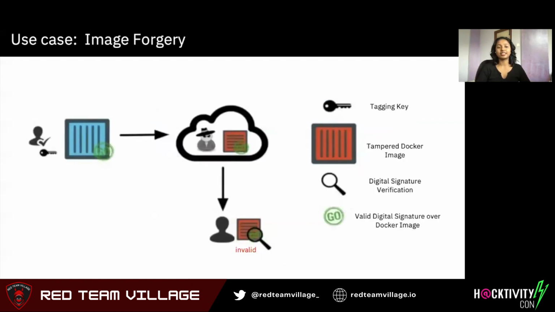So here are some of the use cases. If you're looking at an image forgery, right? There is a public and private key in place. So you have a tagging key, and if a hacker got into a network and somehow tampered with an image, when the consumer is pulling that particular image, the signature is not validated. If the digital signature is not verified, that simply means that the image is tampered with. That's one of the cases that we can avoid with Docker Content Trust, DCT.